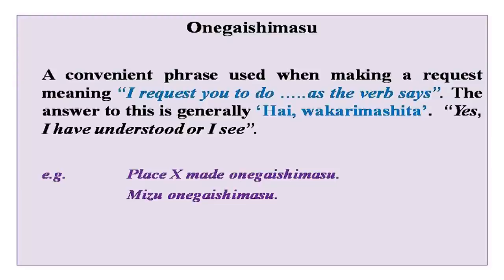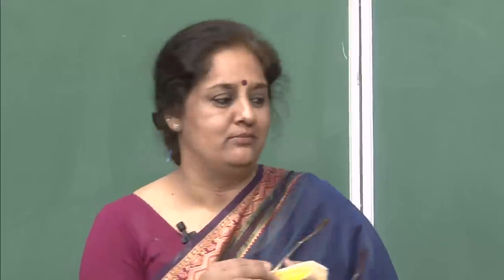Onegai shimasu is a convenient phrase used when making a request, and generally the person whom the request has been made to will say hai wakarimashita, I have understood. For example, it can be used in a lot of places. Say if you go somewhere, you call a taxi. What would you say to the taxi man? You would say, please drop me to a certain place. So, place made onegai shimasu. Please drop me to this place.